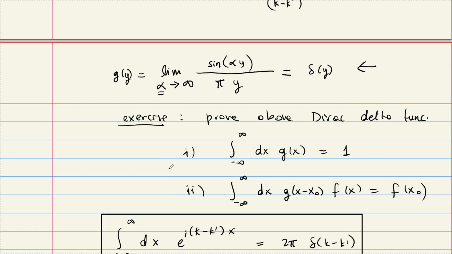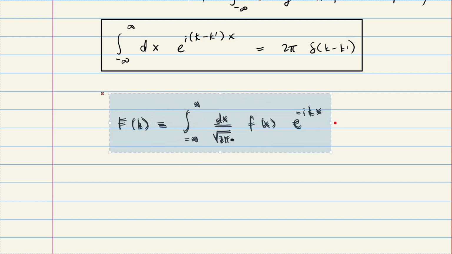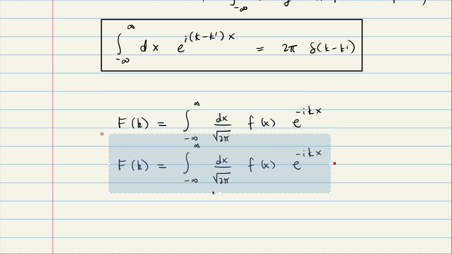Okay, let me do one last thing and then I'll finish there. So what did we learn? We learned f of k, the Fourier transform, is the integral from minus infinity to plus infinity of dx over 2 pi f of x e to the minus i k x. Now I want to take the complex conjugate of this thing. So this is f star, and this one is going to be plus.